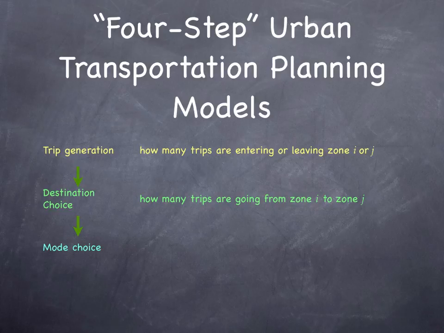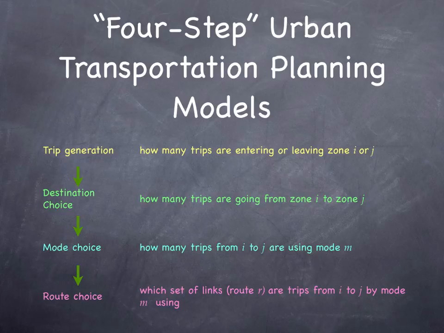This is mode choice. The question is, how many trips from I to J are using mode M? Which trips are using which mode? And there's some number of modes. How many trips from I to J by mode M are using route R? We know that you are driving from point A to point B, or from zone I to zone J. We want to know which route you are taking because there are many possible routes. There are many assumptions embedded in our methods for route choice.